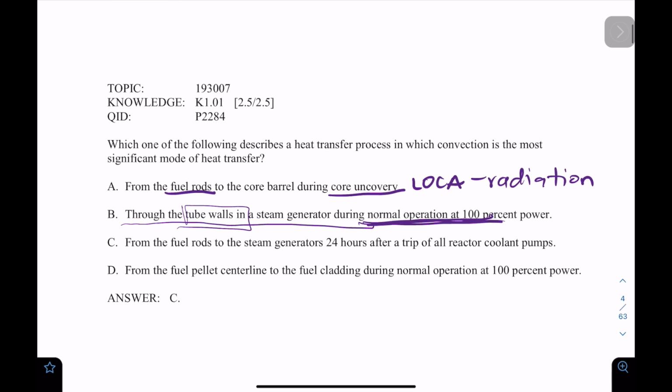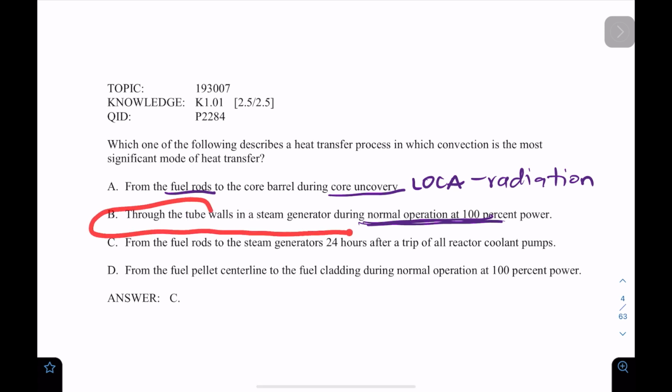Because sometimes we have to assume, I know it's confusing, but in this case, it's just saying through the tube walls in the steam generator. So the only form of heat transfer in here is what? Do you guess this one? Conduction. Correct.